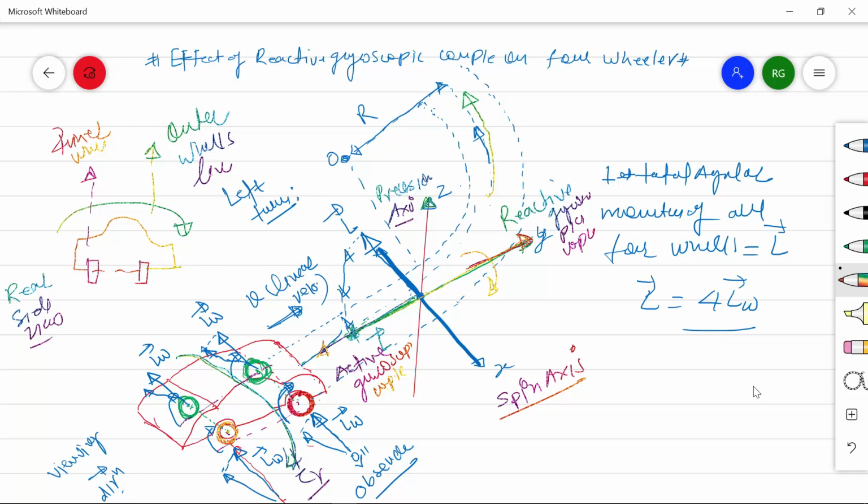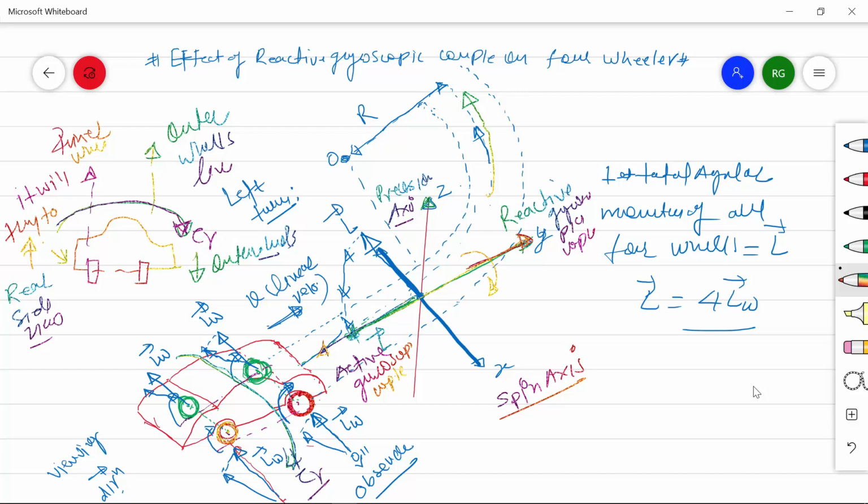So this reactive gyroscopic couple will try to lift up the inner wheels, and it will try to push in the downward direction the outer wheels. So this is the effect of reactive gyroscopic couple on a four-wheeler while it's taking a turn.